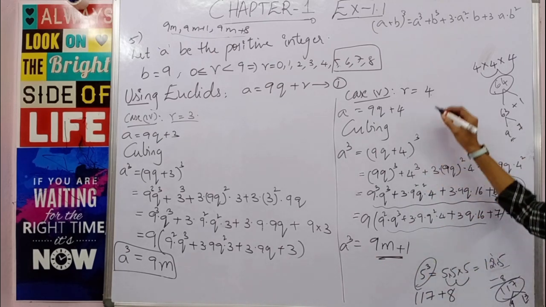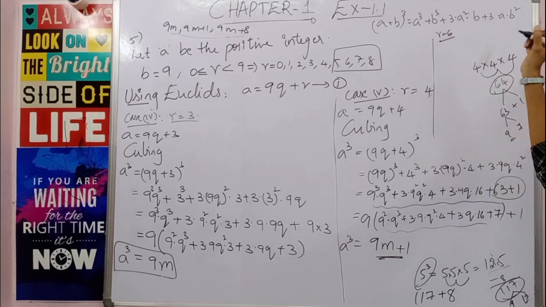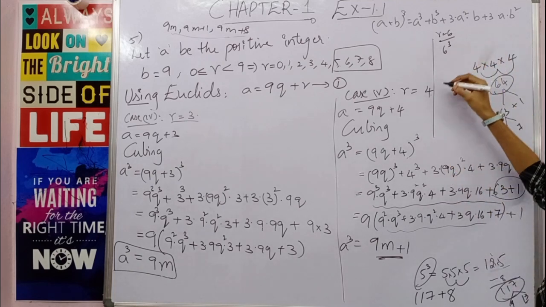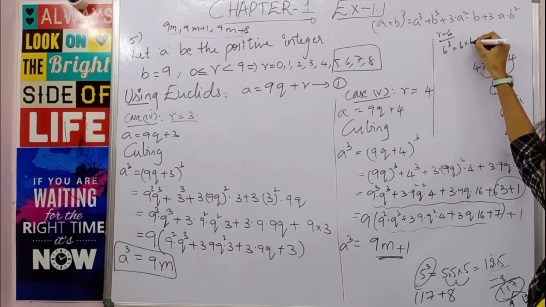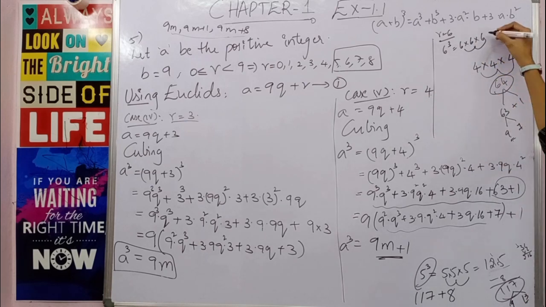Okay, now let me say what happens when you take r equal to 6. When you take r equal to 6, you will have 6 cube as one of the terms. Okay, now what is 6 cube? 6 cube is nothing but 6 into 6 into 6. Okay, so this is 36. 36 6s are 216.